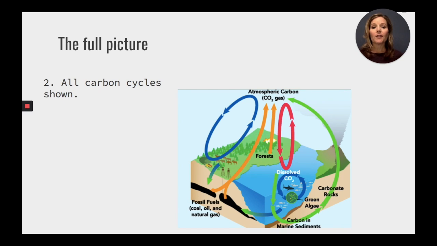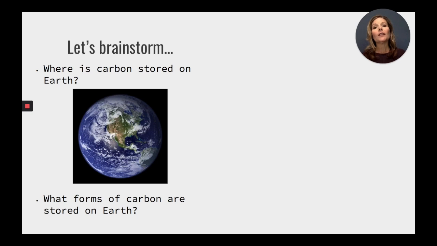Now that you've drawn your cycles, you have a complete picture of the 4 processes and their impact on the carbon cycle. So let's brainstorm. Where is carbon stored on Earth? We've looked to see how the carbon's actually cycling, but where is the carbon otherwise found? Is there different amounts of carbon that's found in these places? And what forms of carbon are found on Earth?